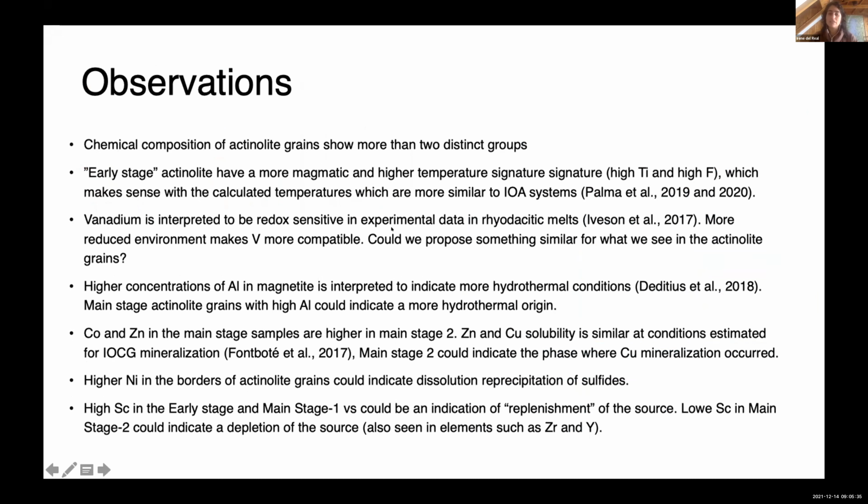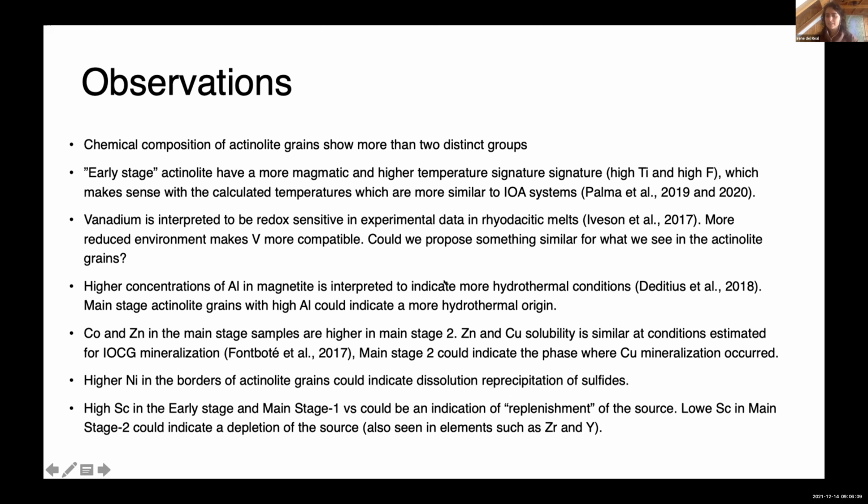The early stage actinolite has a higher temperature signature, which we saw before, and this reflects in high titanium, but also a more magmatic signature, which reflects in high fluorine. And this makes sense with the calculated temperatures and also with a more similar composition or signature that we see in IOA systems. And this is reflected by papers of Gisela Palma from 2019 and 2020. Vanadium is really interesting. Some recent work interprets vanadium to be very redox sensitive in experimental data and rhyolitic, acidic melts.